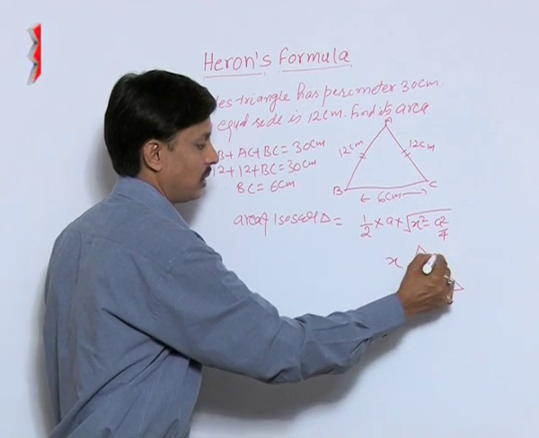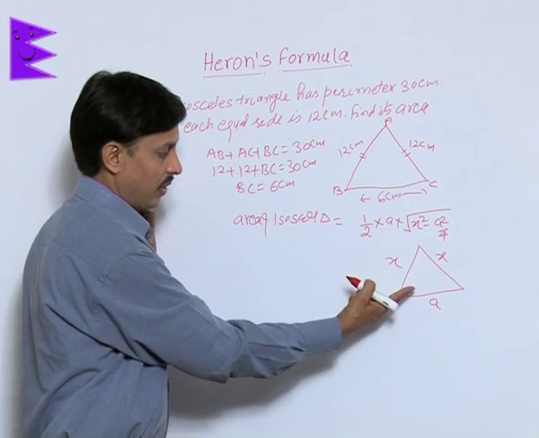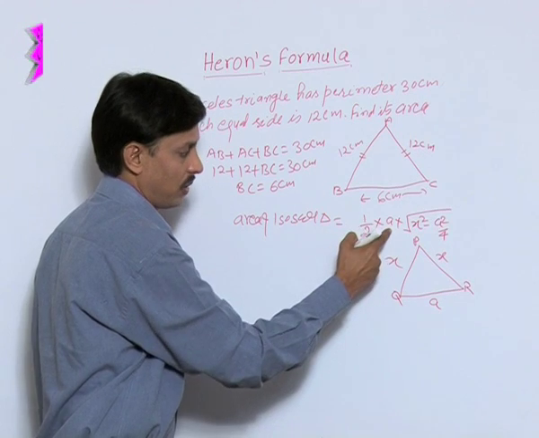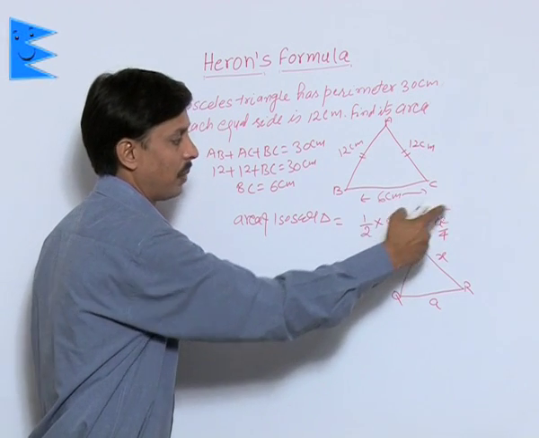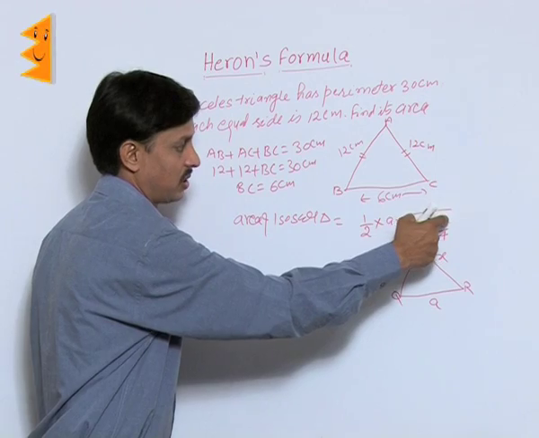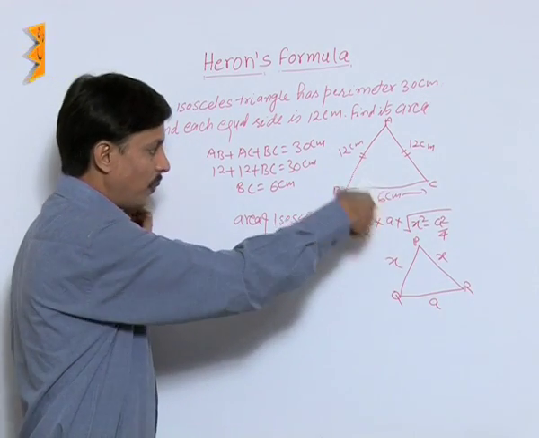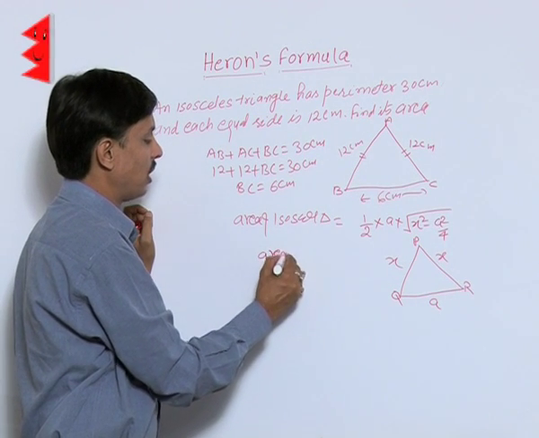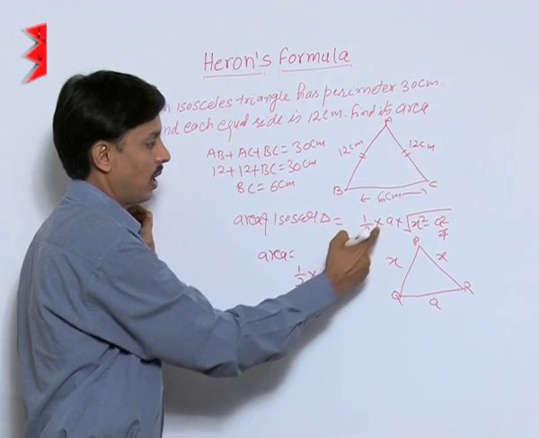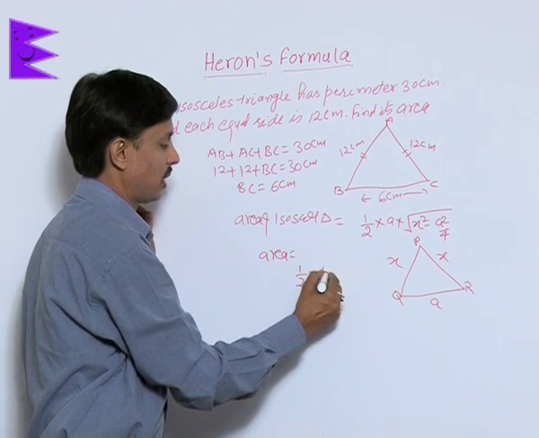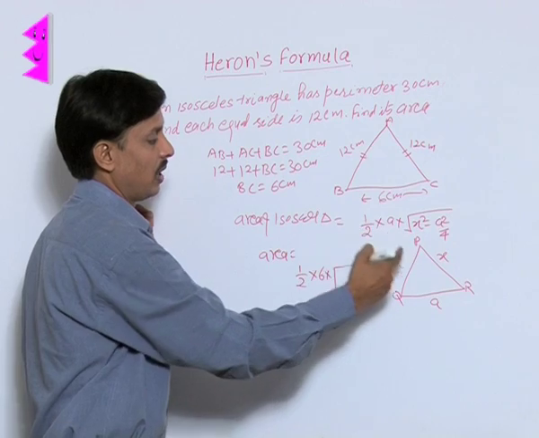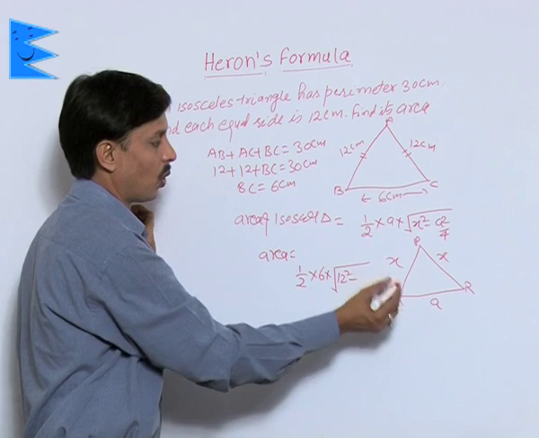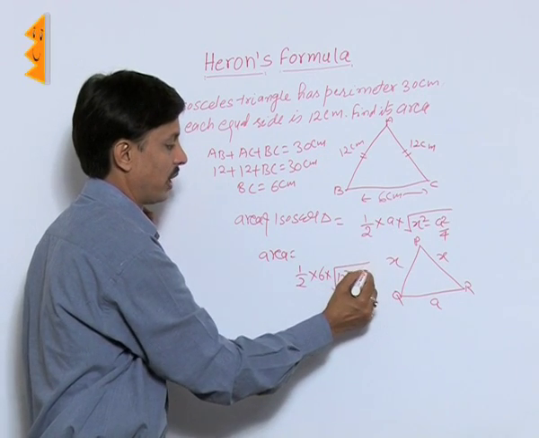If this is x, and this is a, then in this situation the formula applicable is half of the non-equal side multiplied by root of equal side square minus a square by 4. If we apply this formula here, I will notice area is equal to half of, in place of a I can replace 6 into root of x square, that means 12 square minus a square by 4, that is 6 square by 4.